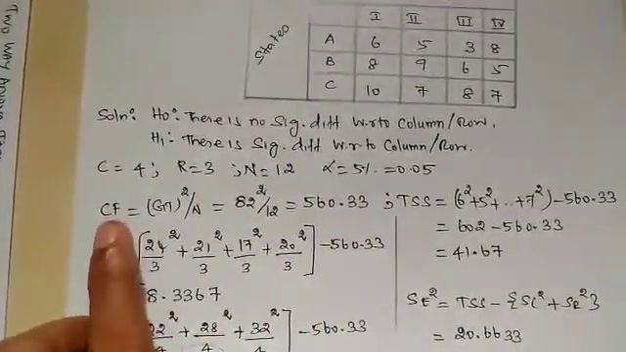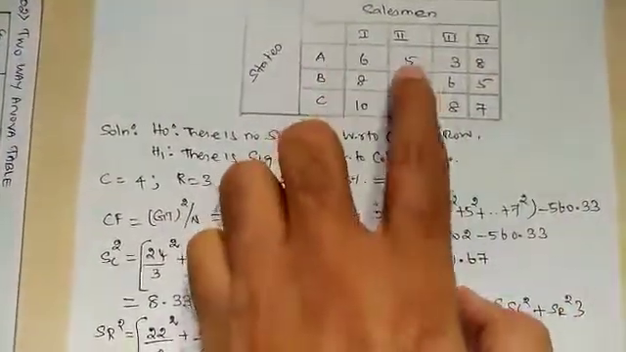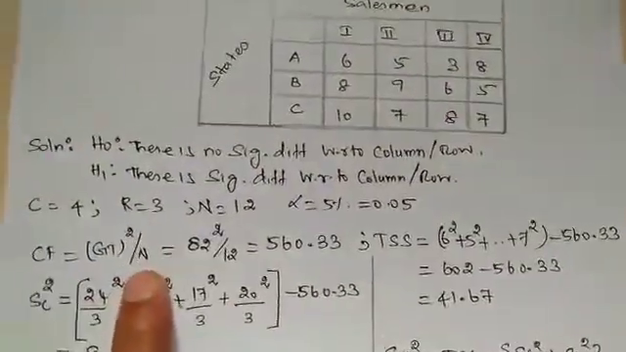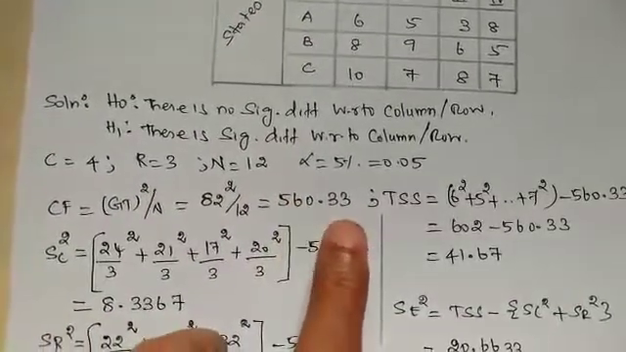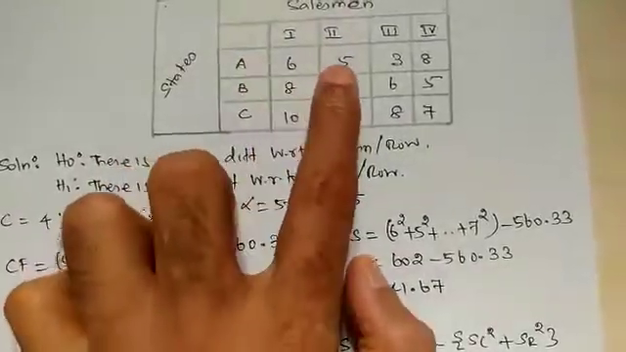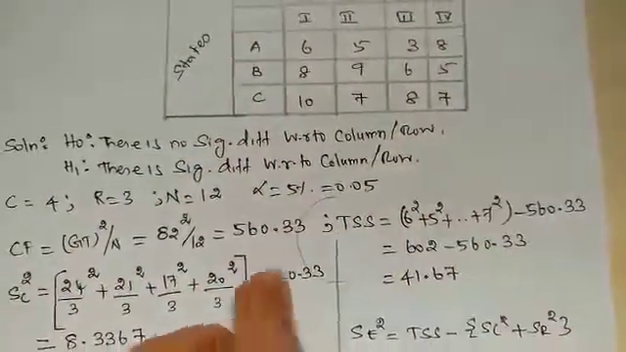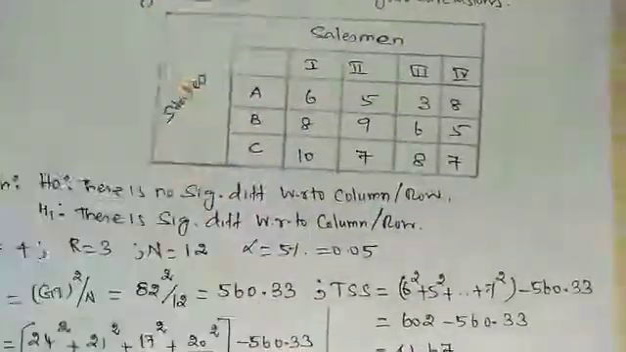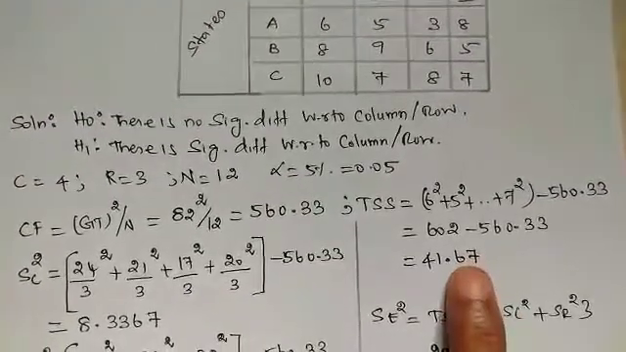First we need to find the correction factor. What is the correction factor? Grand total square divided by N. You find the total of all the entries: 6 plus 5 plus 3 plus like that. You find the grand total, square that, divided by N. How many N is there? 12. So dividing it, we get 560.33. Next we need to find the total sum of squares. What is the total sum of squares? 6 square plus 5 square plus 3 square plus 8 square, like that we need to add all the squares, minus the correction factor. The correction factor is 560.33. So we got 41.67.